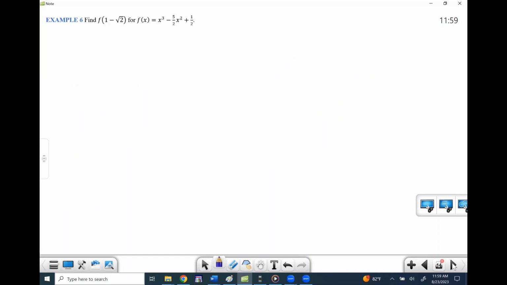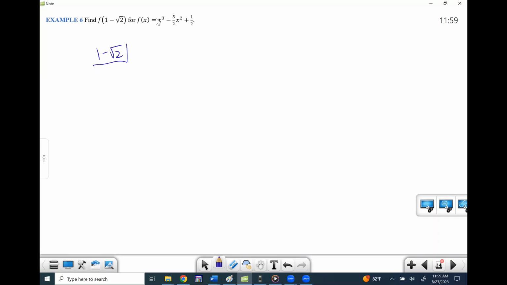All right, find f of 1 minus the square root of 2. So let's use this new way, because can we agree substituting 1 minus the square root of 2 in for all the x's sounds pretty bad. I mean, even as is with the synthetic division, this isn't going to be super awesome, but I think it'd be worse if we substituted it in, you guys.